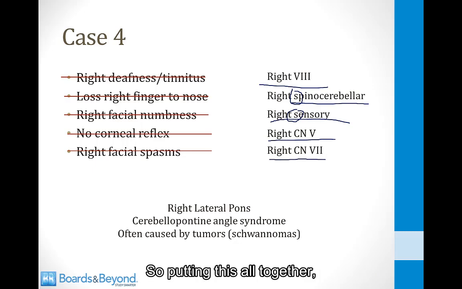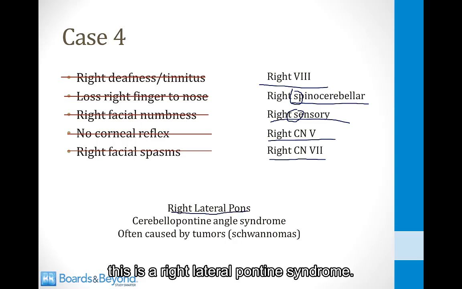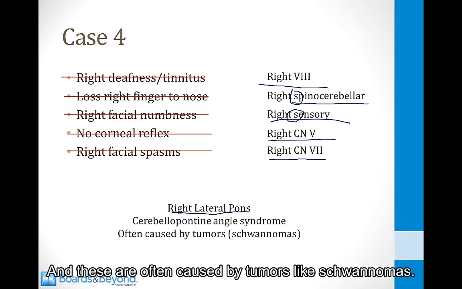So putting this all together, this is a right lateral pontine syndrome, and that's what happens when you have a cerebellar pontine angle syndrome, and these are often caused by tumors like schwannomas.